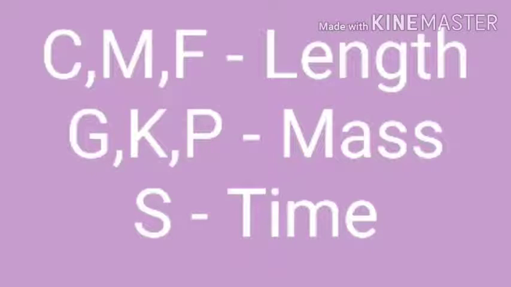Centimeter, meter and foot are the units of length. Gram, kilogram and pound are the basic units for mass, and second is the basic unit of time for all types of measurement systems.